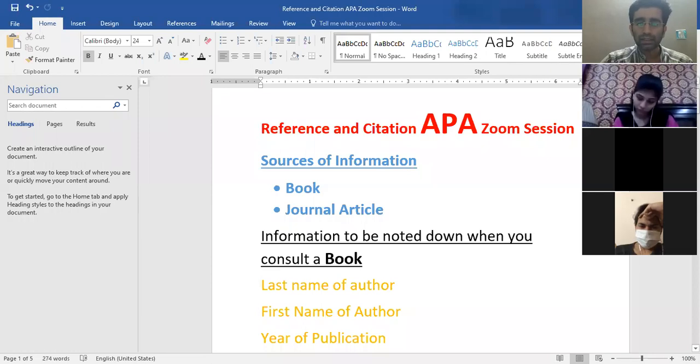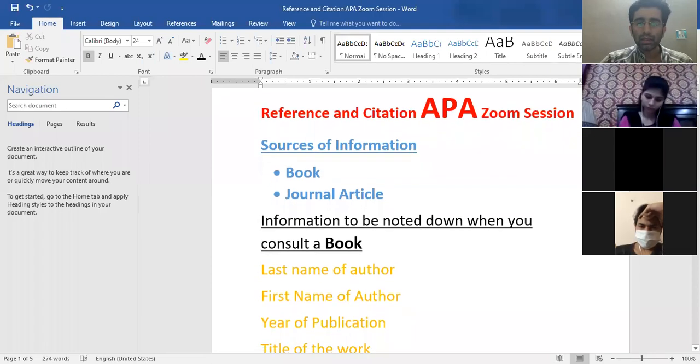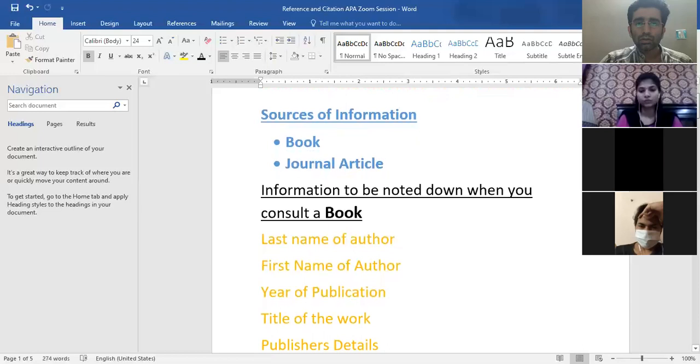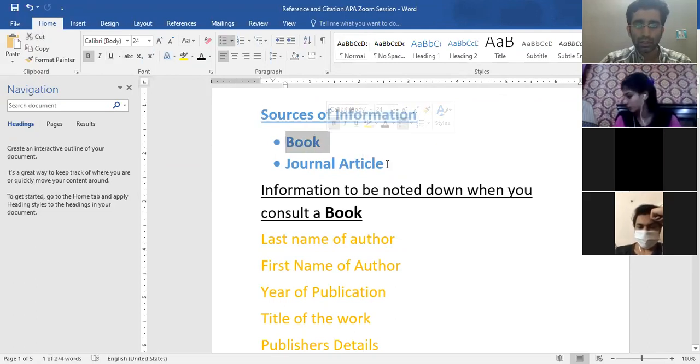Reference and citations require us to note down certain information in the very beginning. There are two sources of information we're going to rely on whenever we do a literature review. So what are those two sources? Books, and journal articles.